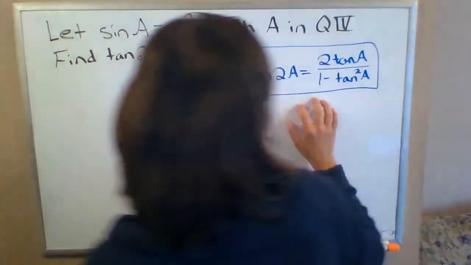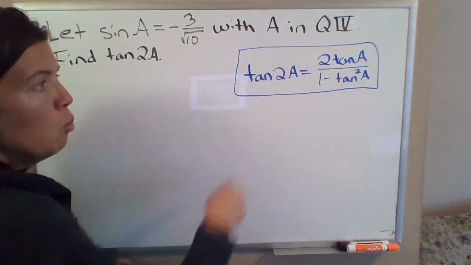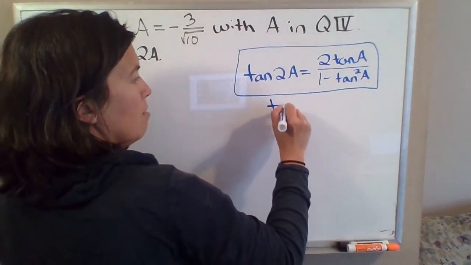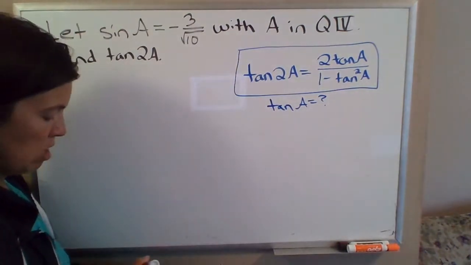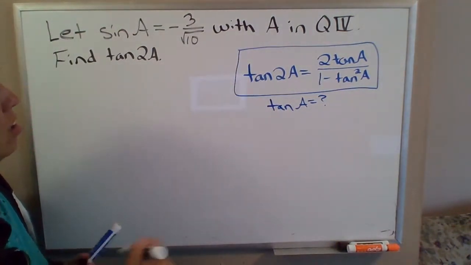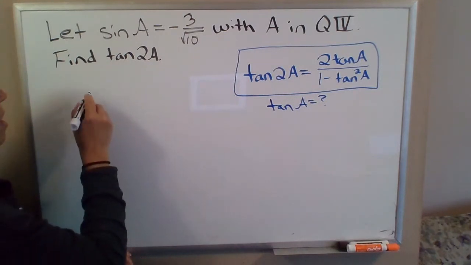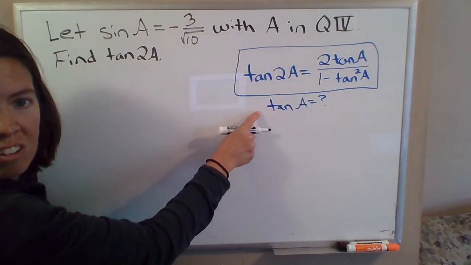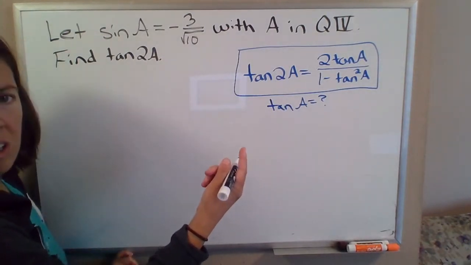use here. All right, so if we're going to plug into this formula, we need to find out what tangent of A is equal to. Once we have that, then it's just a matter of plugging in and doing the computations. We're given the value of sine, so if we could just find the value of cosine of A, then we could use the fact that tangent is sine over cosine. There's a couple of ways we can do this.